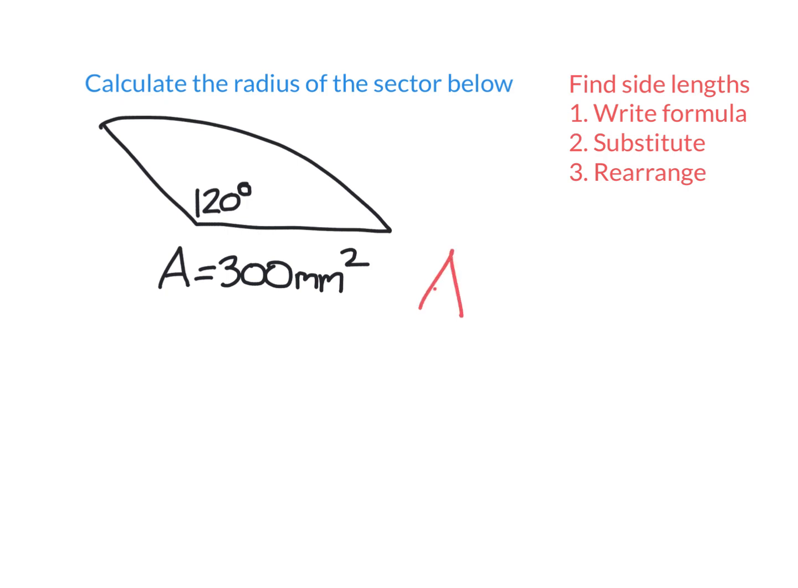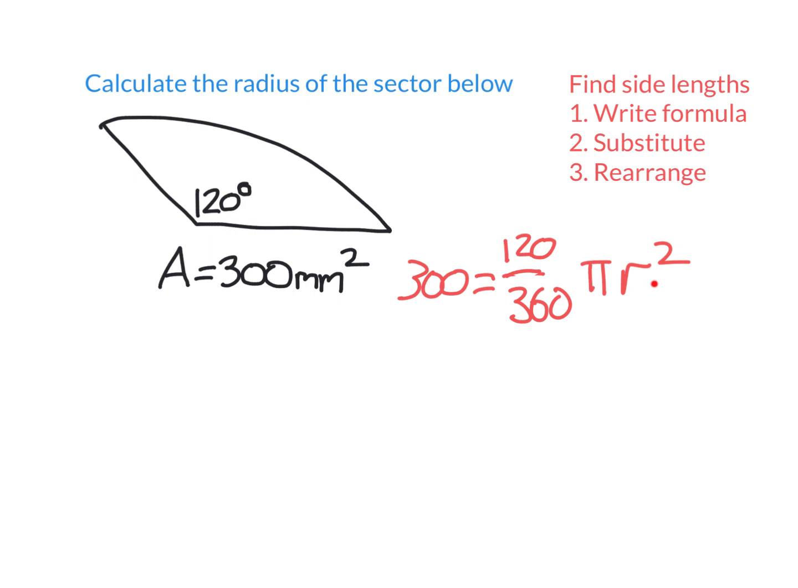So we know that the formula for the area of a sector, so part of a circle, a slice cut out of the center of the circle if you like, is theta over 360 times pi r squared. Now, we are told here that theta, the angle in the middle, is 120, so I'm going to replace that with 120. We're also told that the area is 300 millimeters squared, so I'm just going to write 300 millimeters squared here. So that's step 2 done. I've substituted. Now I'm going to rearrange.